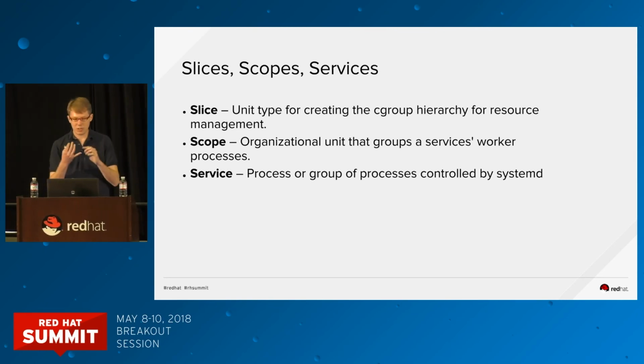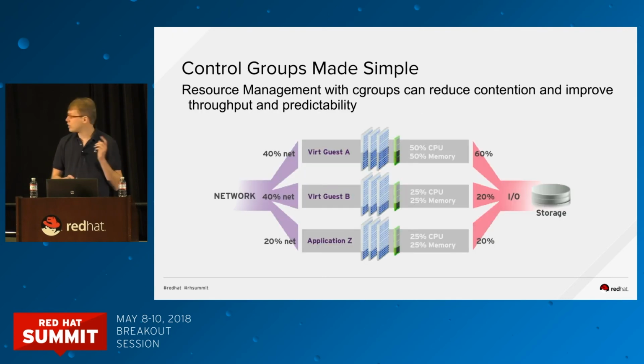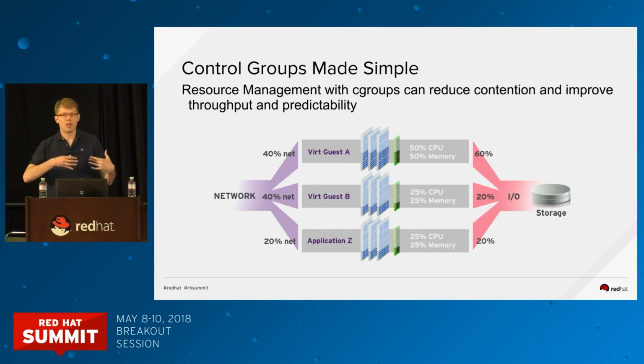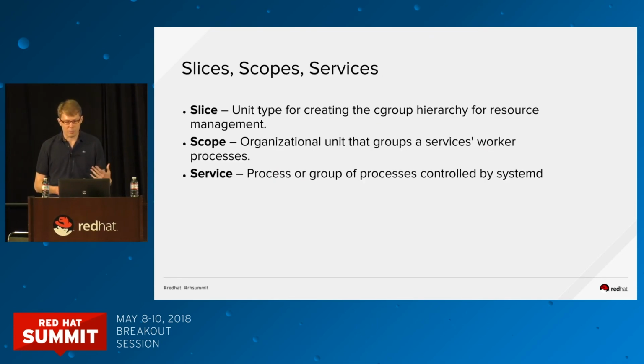These concepts, services, scopes, and slices, are mapped on this kernel concept of cgroups. This is what this slide is about. It's how the kernel internally and the basic API, how resource isolation works in the Linux kernel. So if you think cgroups and then think systemd, then slices, scopes, and services is what you have to map it to.